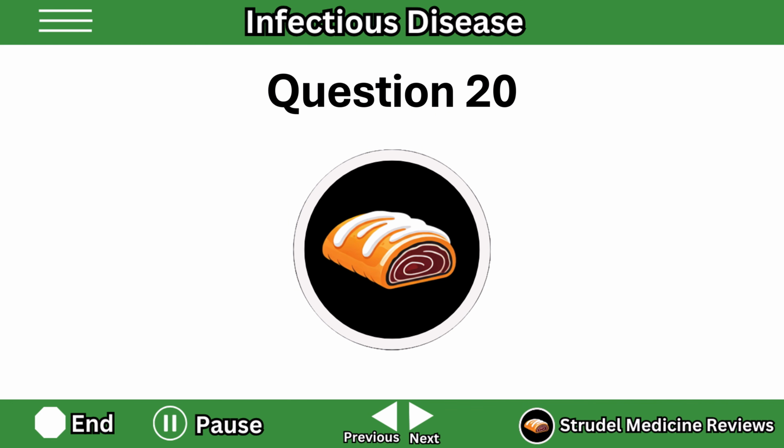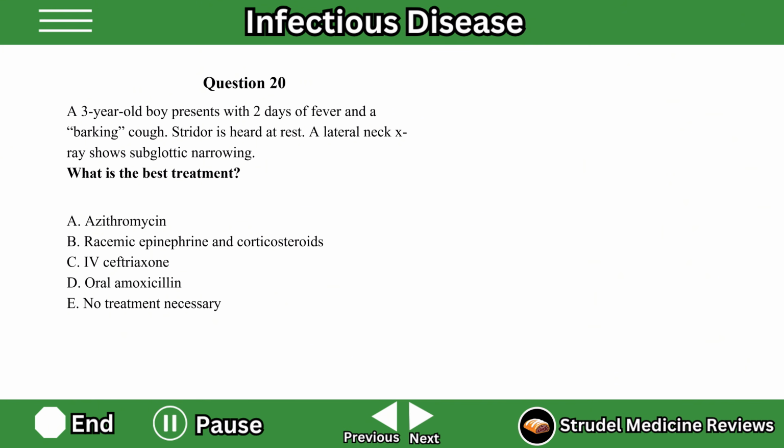Question 20. A 3-year-old boy presents with 2 days of fever and a barking cough. Stridor is heard at rest. A lateral neck x-ray shows subglottic narrowing. What is the next best treatment? A, azithromycin. B, racemic epi and corticosteroids. C, IV ceftriaxone. D, oral amoxicillin. Or E, no further treatment is necessary.